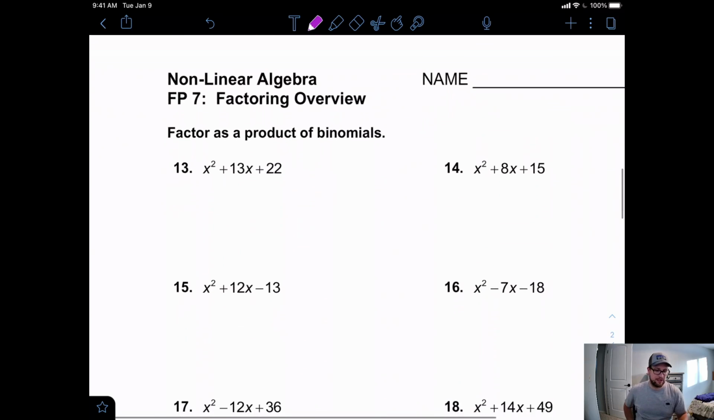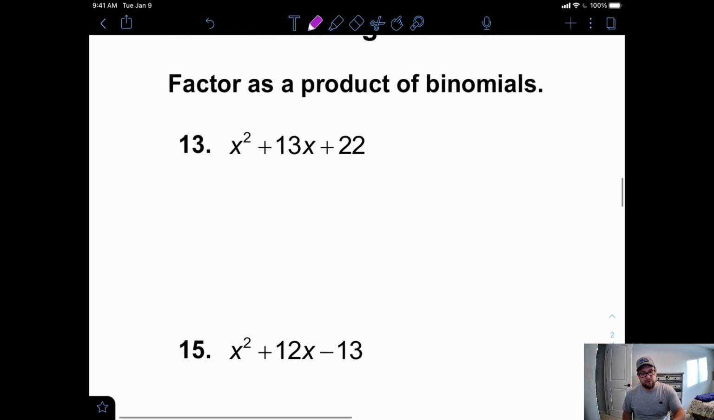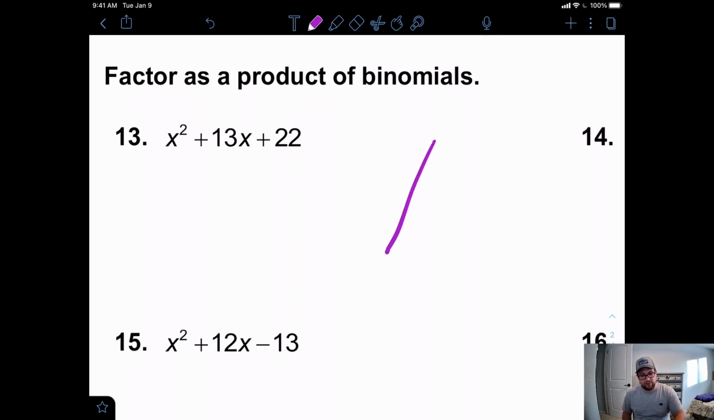Look at the second page. In the second page, what it asks us to do is factor as a product of binomials. What that means is this is when we were doing that x method. Now remember, our general form for the x is going to be AC over B, and then this is ax, and we look for the bottom numbers that multiply to the top number and add to the bottom.